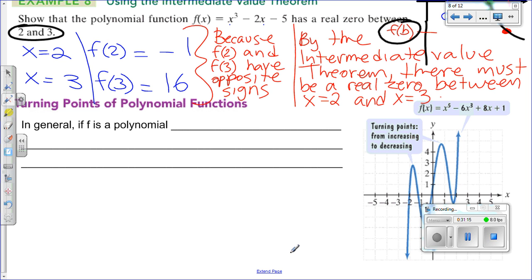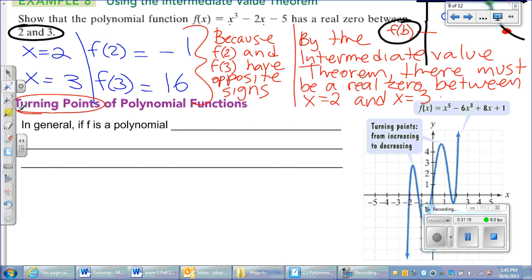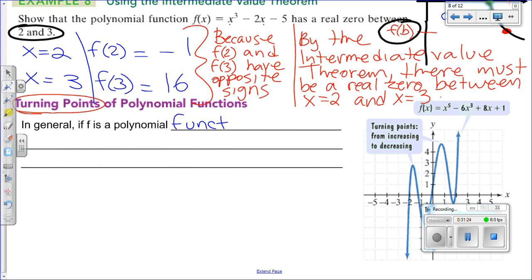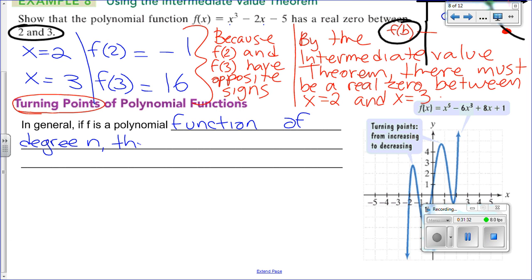So in general, and this is referring to turning points, in general, if f is a polynomial function of degree n, then the graph of f has at most n minus 1 turning points.